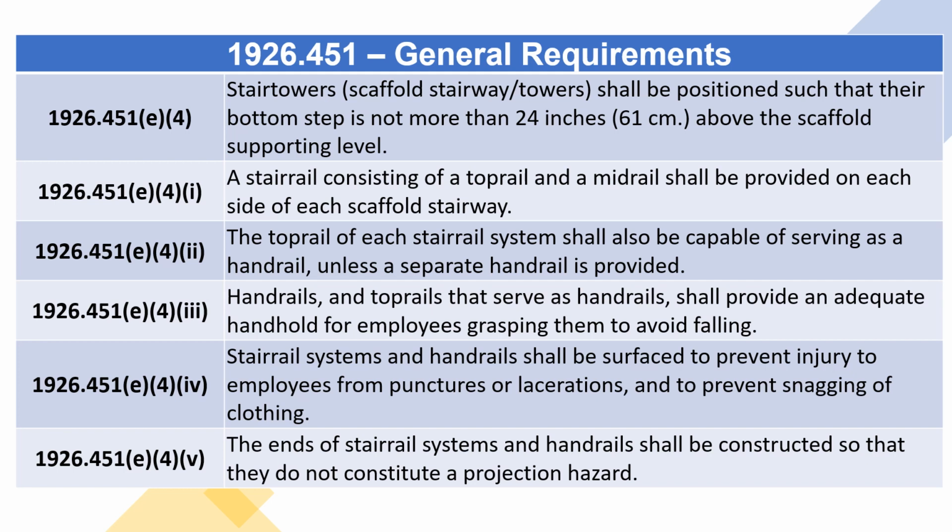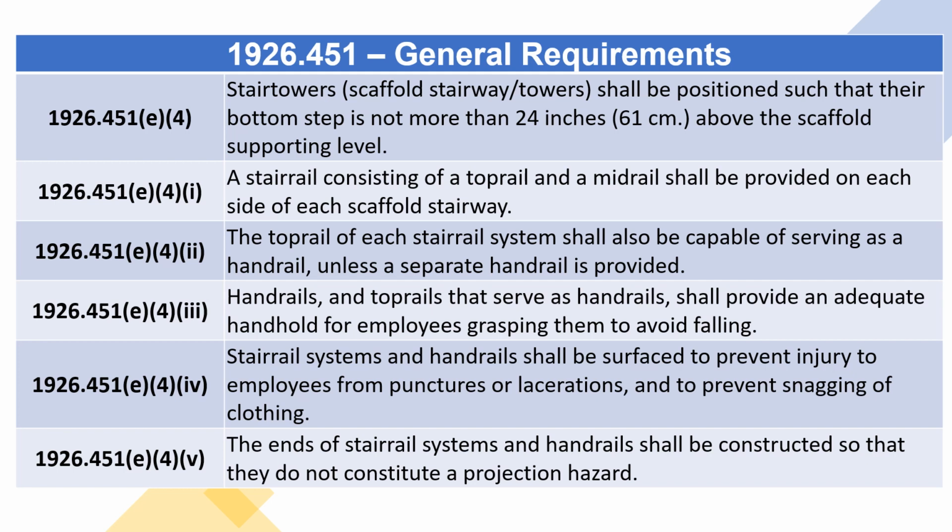1926.451(e)(4)(i) through 1926.451(e)(4)(v). A stair rail consisting of a top rail and a mid rail shall be provided on each side of each scaffold stairway. The top rail of each stair rail system shall also be capable of serving as a handrail, unless a separate handrail is provided. Handrails and top rails that serve as handrails shall provide an adequate handhold for employees grasping them to avoid falling.